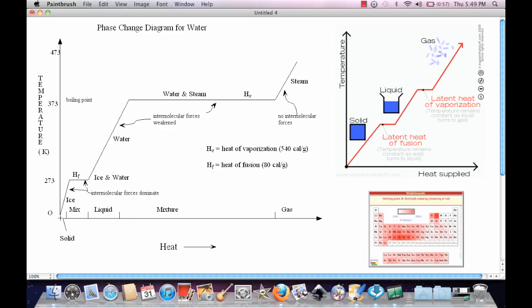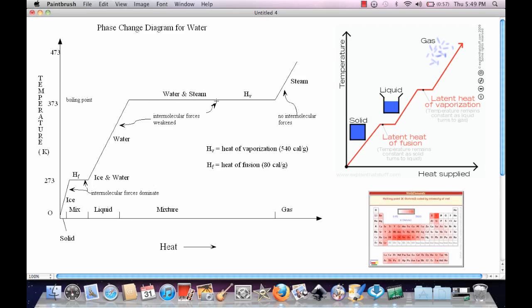As the heat increases, it'll go from a solid to a gas. So heat of fusion is going to happen right here. Okay, that makes sense. It's ice and water. Then you increase the temperature, increase the heat, and in a slope, it'll go up, up, up. And the water is going to eventually become water and steam.